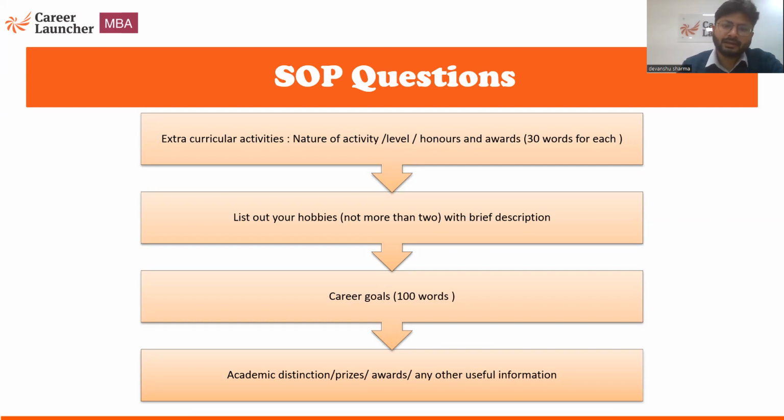Then the second one, list out your hobbies, not more than two, with brief description. You don't have to do a detailed explanation of all the hobbies. They just want a crisp answer. What are the main hobbies of yours? Then the third one, which is career goals, and it is specifically written that it has to be within 100 words. The last one, the academic distinction or prizes or awards or any other useful information that you have. So these are the four SOP questions which are there in the IIM Calcutta form.